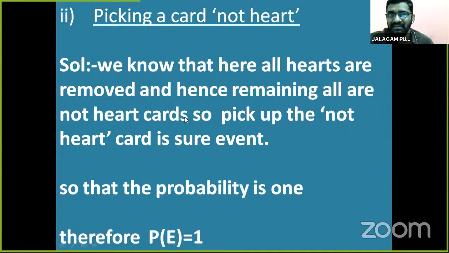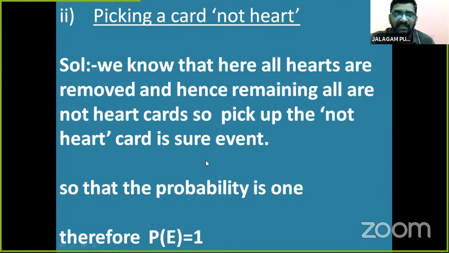See children, here already we removed all the hearts cards, so the remaining are all not hearts. So picking a not heart card is a sure event. That is certain. So what is the probability of a sure event?